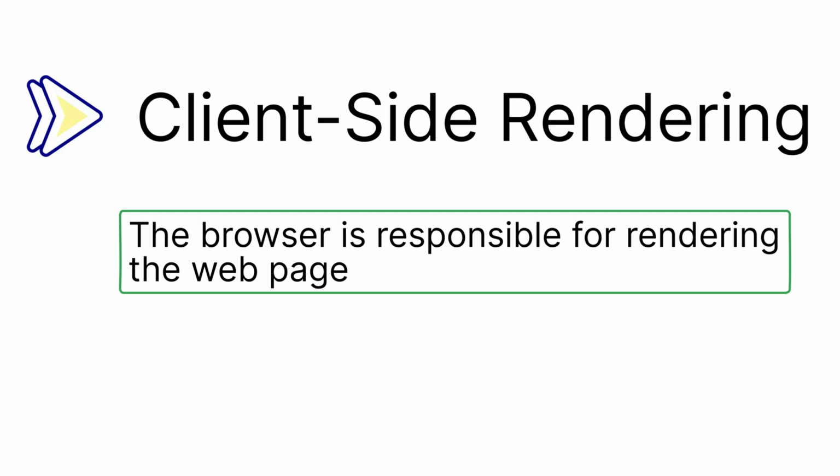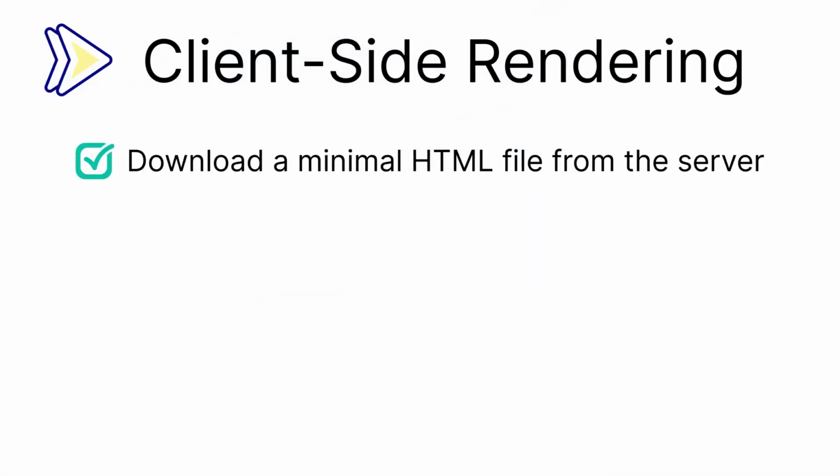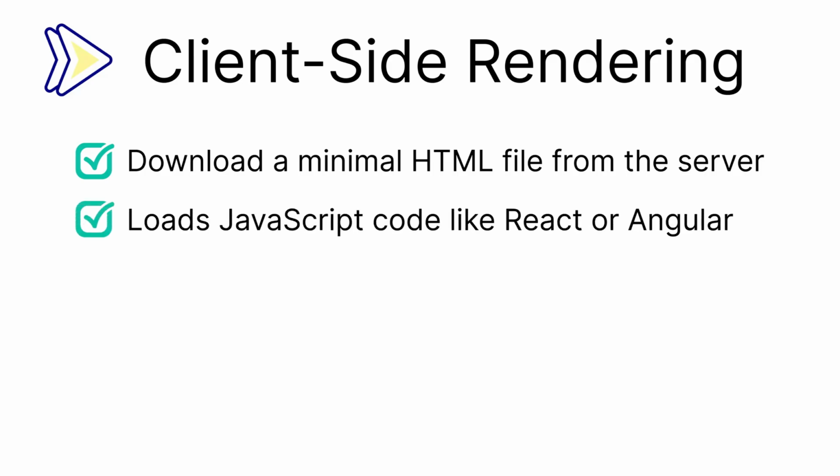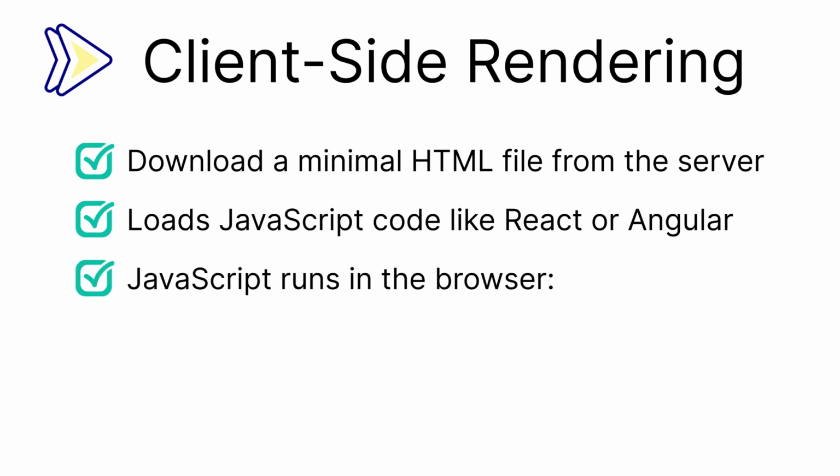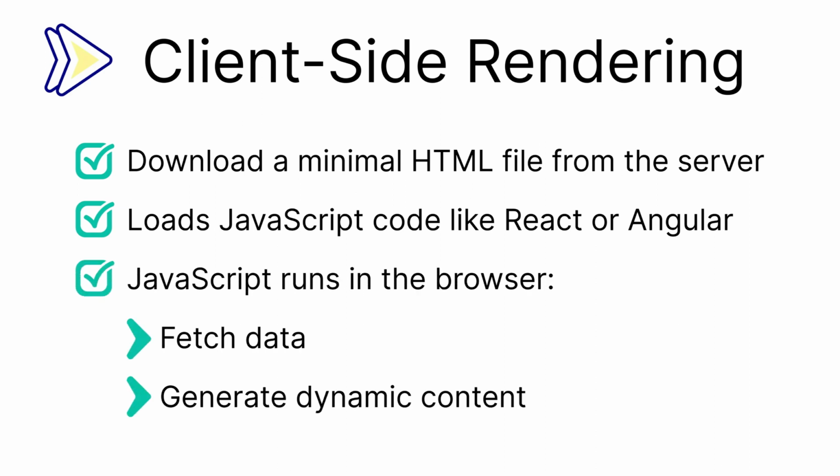Let us first understand how it works. The browser will first download the minimal HTML file from the server. Then it loads the JavaScript code like React or Angular. After that, the JavaScript runs in the browser and is used to fetch the data and generate the dynamic content. This is how client-side rendering is done.